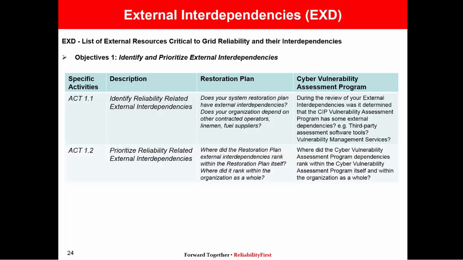The first objective covers the need to identify and prioritize all external interdependencies. So back to our example of system restoration plan. We would need to identify all external interdependencies and then rank them. For our example, some significant external interdependencies may be, depending on the size of the disturbance and the restoration effort, black start fuel, needing to ensure that the system can be black started, and or we may have a need for tree trimmers or linemen. And again, this is to ensure that the system can be restored.